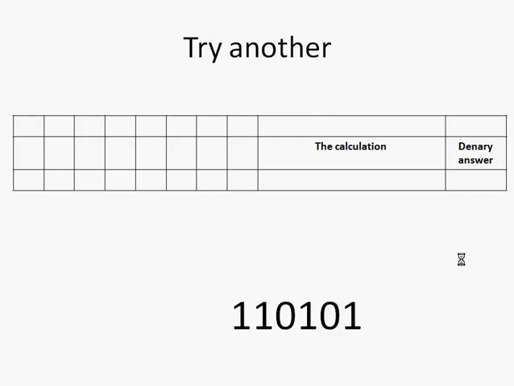You might want to pause the video at this point, draw yourself out that table and have a go at this one, which is 110101. But remember, again, this is only a 6-bit binary number, so you might want to make sure that you format it with some leading zeros at the beginning.